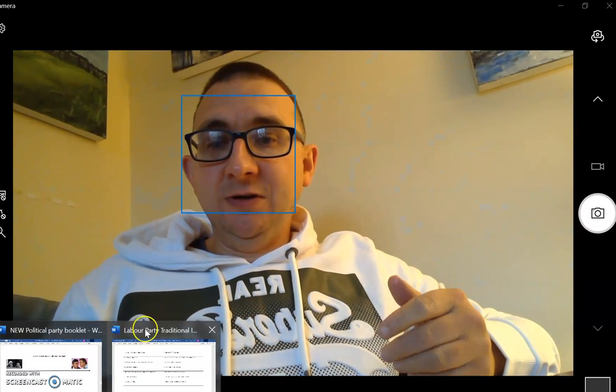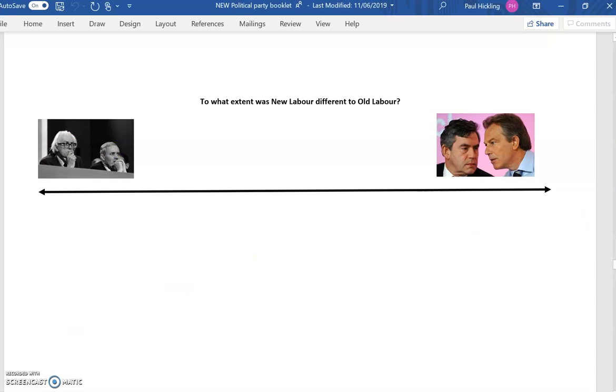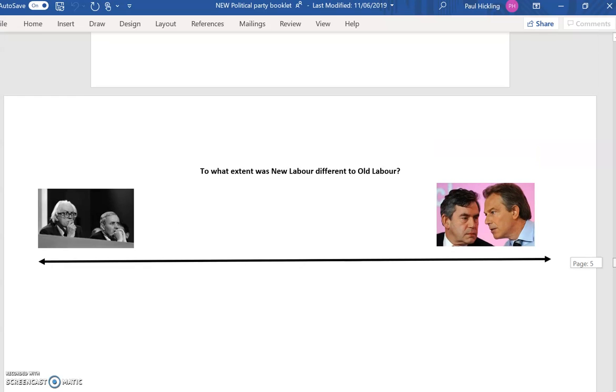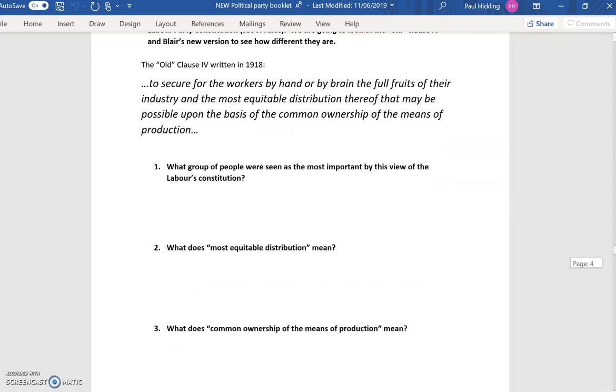So, what you should have done over half term was that work on Old Labour versus New Labour. If you remember from your booklet, there was some stuff you had to do on something called Clause 4. This was part of Labour's constitution, their rule book, if you like. And Clause 4 was a controversial one because it was written in 1918. And as you can see here, it's quite socialist in many ways, isn't it? Talking about the workers by hand or brain taking the full benefits of their industry, i.e. work, and the most equitable distribution. That means the most equal distribution in terms of money, ownership and all that type of stuff.